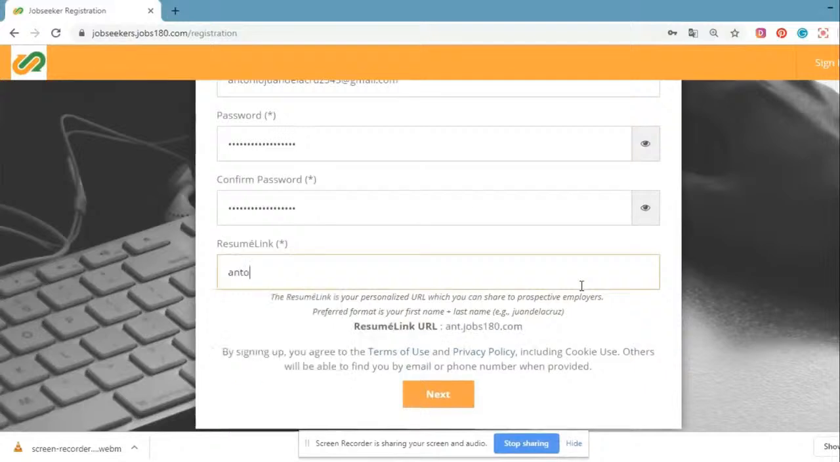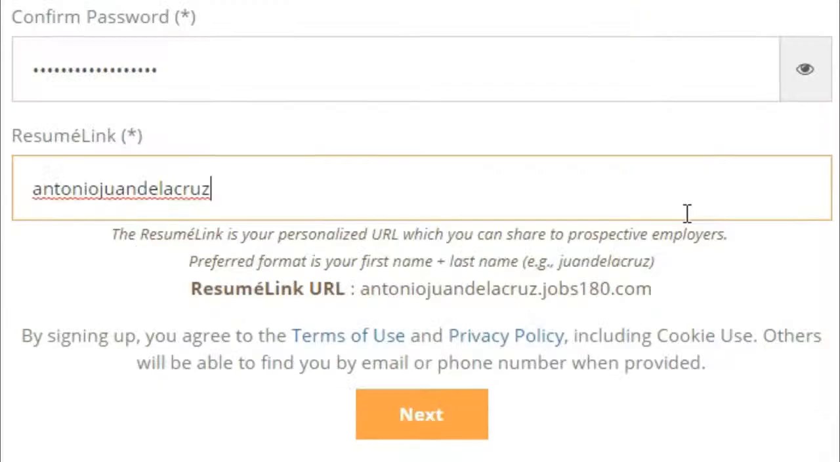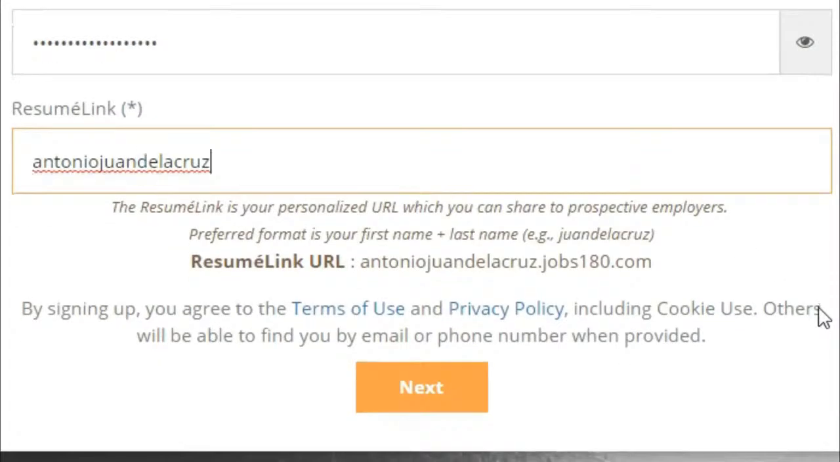In choosing your resume link, use your full name so that it looks professional and it's easy to recall by potential employers. For example, Antonio Juan de la Cruz.jobs180.com.